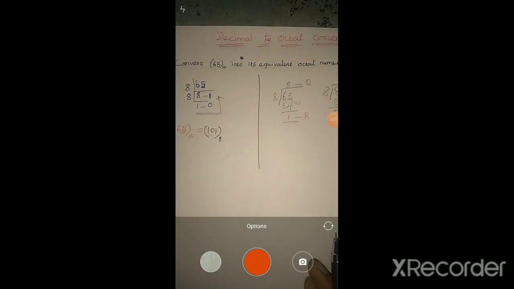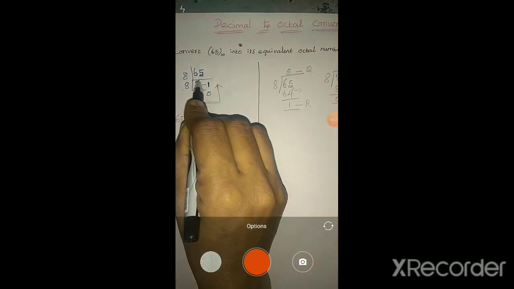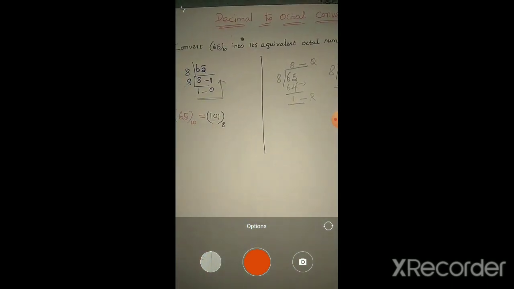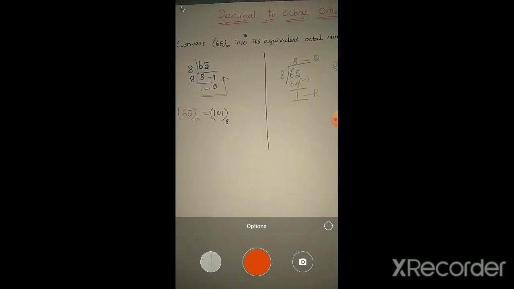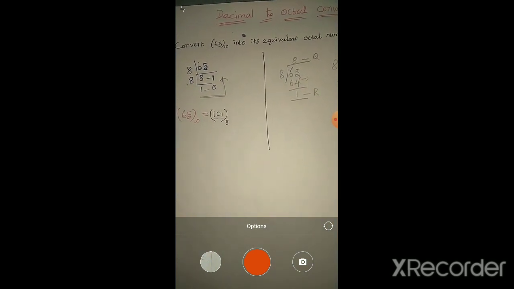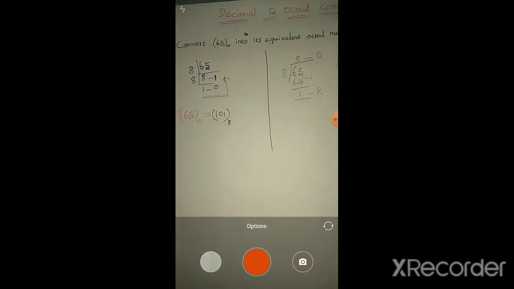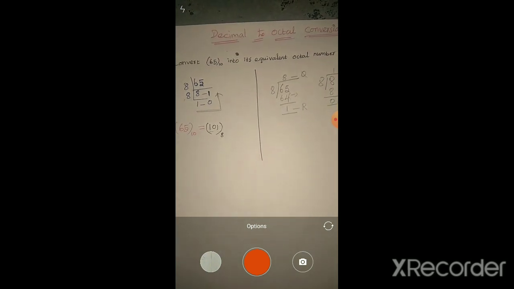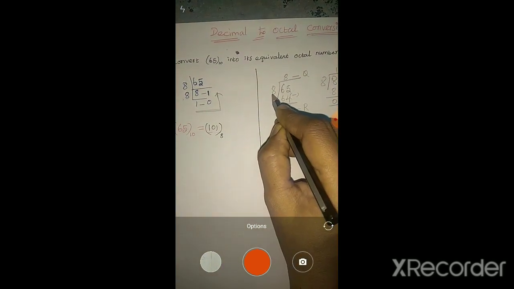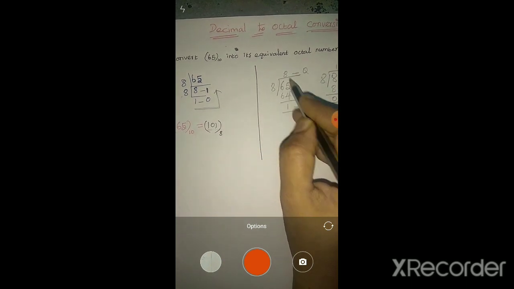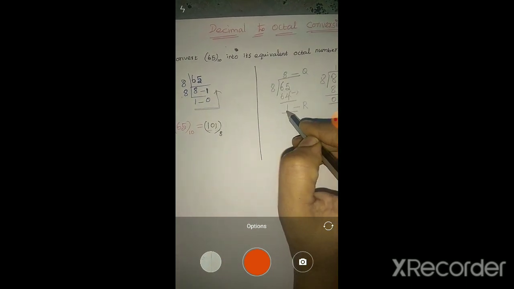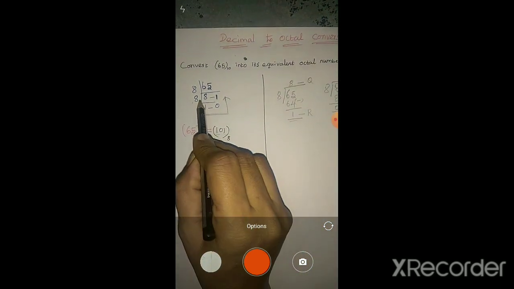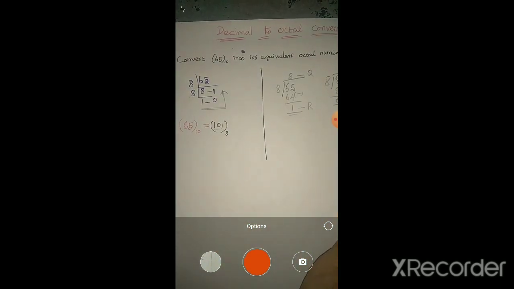Now decimal to octal conversion. The number 65 is converted into an octal number. It is the same as decimal to binary, but in decimal to binary we divide the decimal number by 2, and here we divide the decimal number by 8. 65 divided by 8: 8 eights are 64, so 8 is the quotient. 65 minus 64, 1 is the remainder.